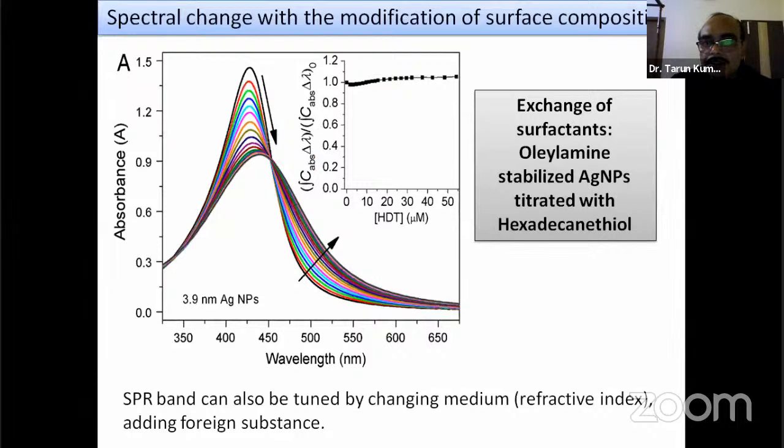Here someone also synthesized nanoparticles using oleylamine, and now is trying to replace it with hexadecanethiol. So you are changing the environment with some other chemical reagent. Due to this change, the nature of the surface plasmon resonance changes, because there are changes in the refractive index and in the size, because different capping agents have the capability to stabilize in different regions. So that is one thing.